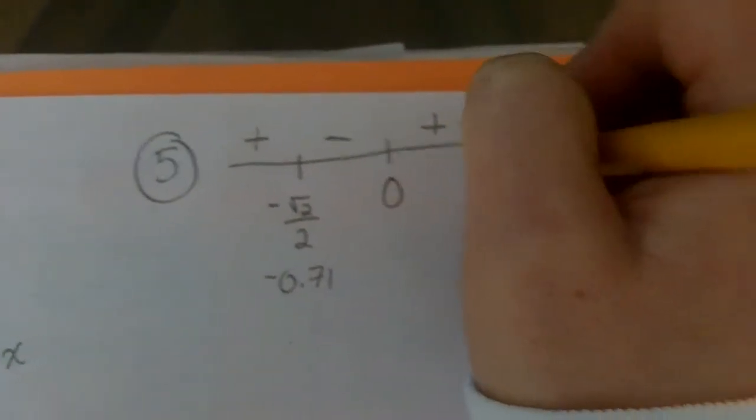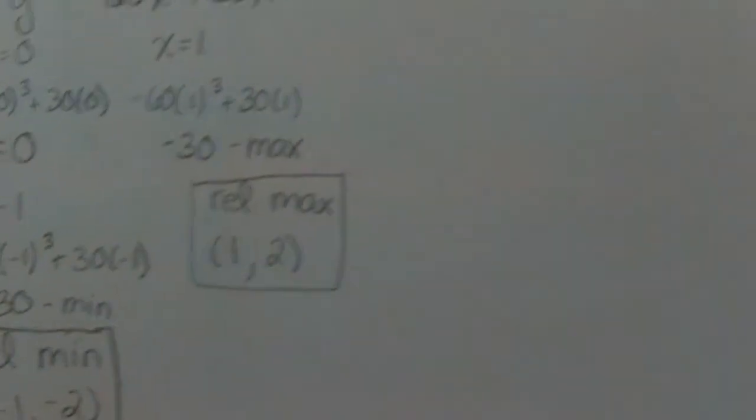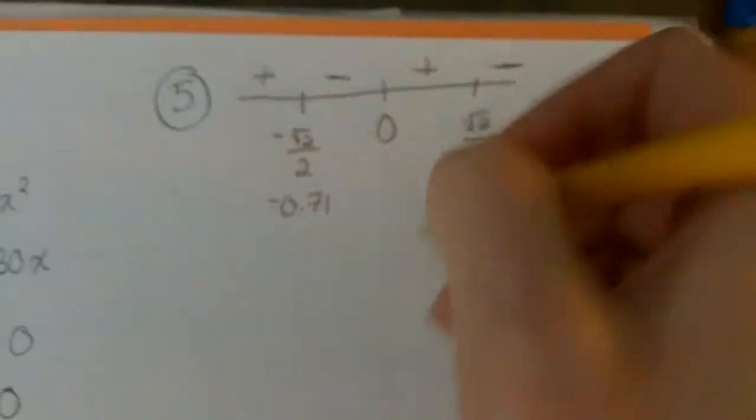And then if we plug in something greater than 0.71, well, we already kind of plugged in 1 over here. Where did we do it? Right here, we plugged in 1 and we ended up with a negative number, so this is going to be negative. So we are dealing with points of inflection.